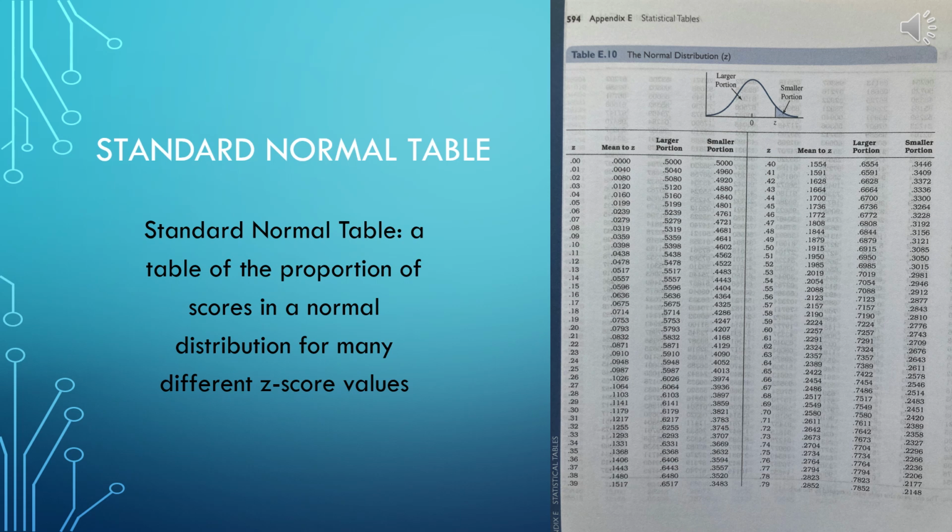Go one column more to the right, and this is now the larger portion, okay? The larger portion is going to be basically everything below 0.3 standard deviations above the mean. So that was, let's see, 0.6179. So 61.79% of all the data under the curve falls below 0.3 standard deviations above the mean. And 0.3821 is going to be 38.21% of all the data points that should be at or above 0.3 standard deviations above the mean.